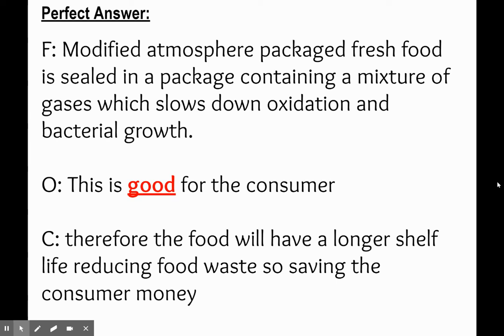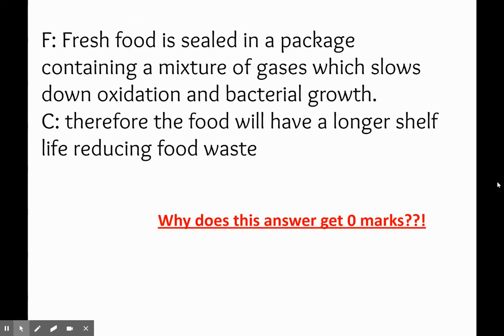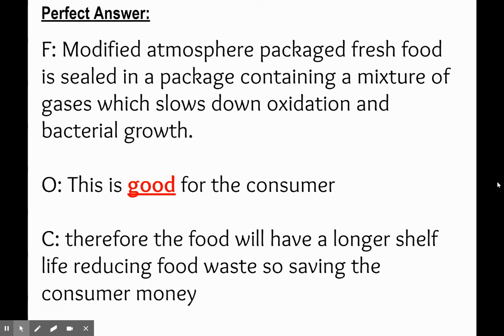Can you see that I needed that extra line at the bottom after food waste, because I haven't linked this back to the question and I've missed out the opinion. And here I've added in my opinion, but I've also added in that, so saving the consumer money at the bottom of my consequence, which means I've linked it clearly back to the question I have been asked.